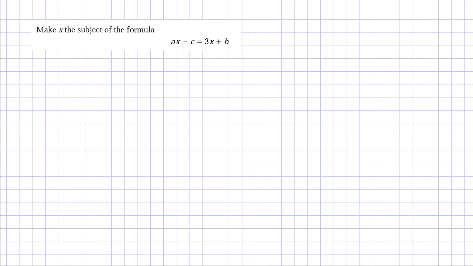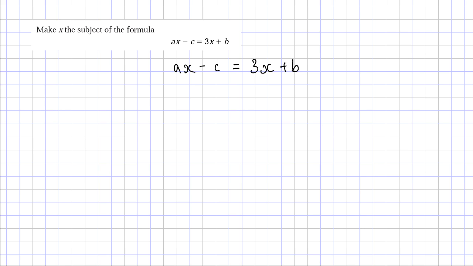Now make x the subject of the formula here. This formula has x in 2 places. The first thing I need to do is get them in one place. So I'm just going to write this again. I'm going to say ax minus c is equal to 3x plus b. So to make x the subject of this formula, I need x in one place.